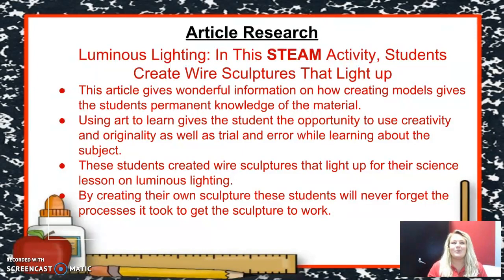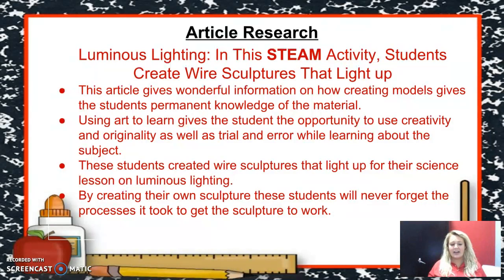And this article gives wonderful information on how creating the models gave the students permanent knowledge of the material, because they had to do trial and error and focus on, okay, this didn't work. What should I change? What device do I need? What material do I need to add to this basic part of the project to make it work? And by using that, they have forever knowledge, they can connect that to anything else, and they can remember that about that one project.